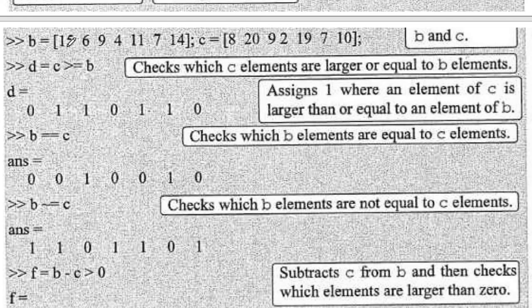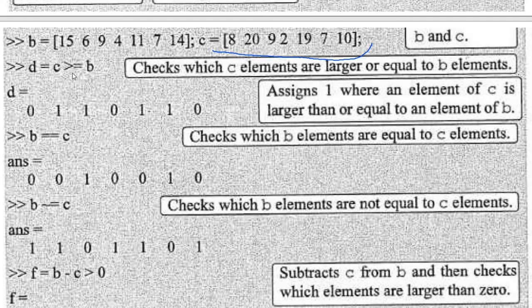So if B is equal to the matrix 15, 6, 9, 4, 11, 7, 14, and C will be another matrix. Now we will check that C is greater than or equal to B. We compare the first one: 8 is greater than 15? It is false, so the value is 0. Next, 20 is greater than 6, true, 1. Like that for the remaining terms.